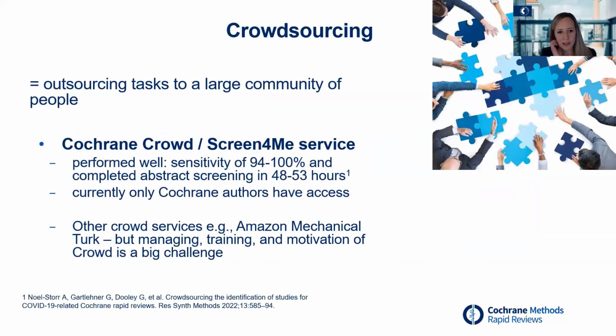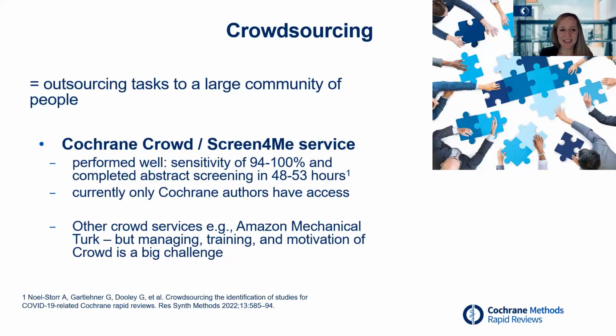Another approach how to accelerate the study selection process is crowdsourcing. Crowdsourcing means that you outsource tasks to a large community of people. And Cochrane has the Cochrane Crowd with the Screen4Me service. We already used it for our rapid review on quarantine. It performed well on several rapid reviews, and the sensitivity of the Cochrane Crowd was really good. It was 94 to 100%. And the crowd completed abstract screening within 48 to 53 hours, which was really fast because there were several thousand abstracts to screen.